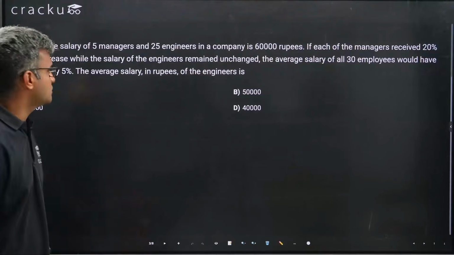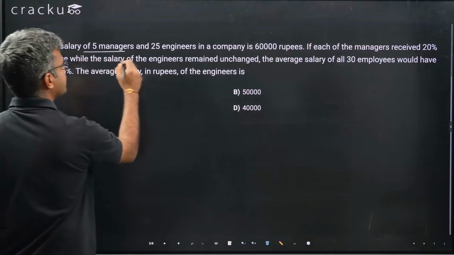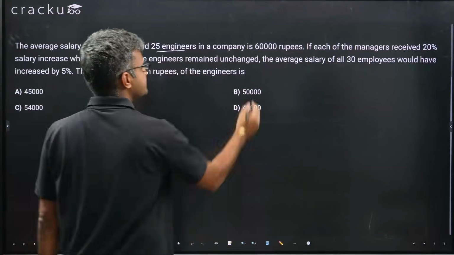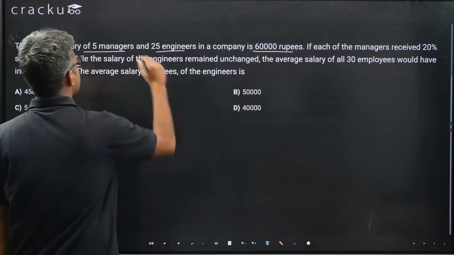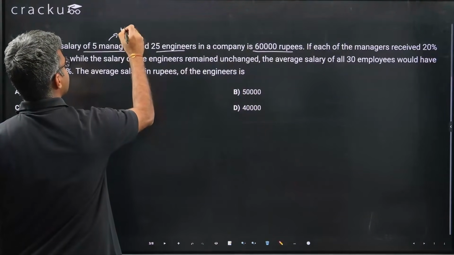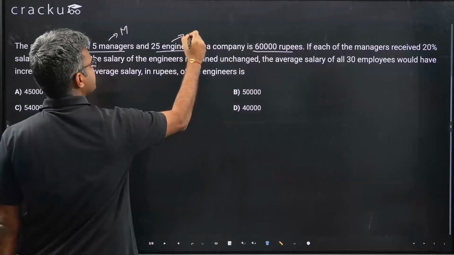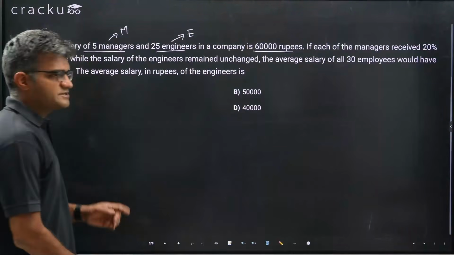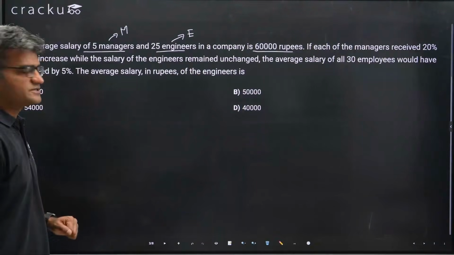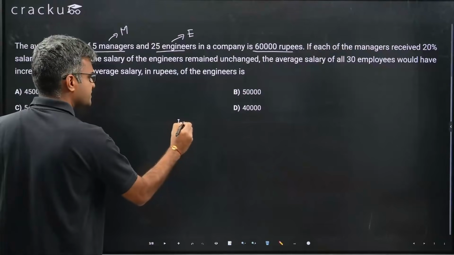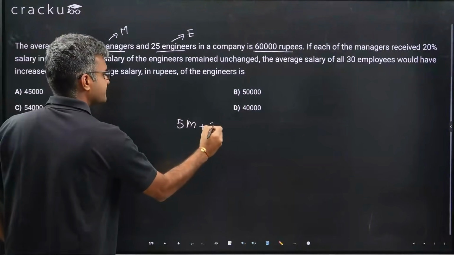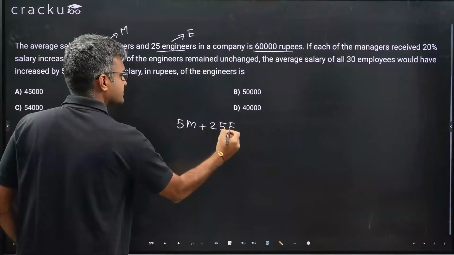In this question, we are told that the average salary of 5 managers and 25 engineers in a company is 60,000 rupees. Let us assume that the average salary of a manager is M and the average salary of an engineer is E. So what is the total salary of all of these employees? That will be 5M because there are 5 managers plus 25E. This is the total salary.